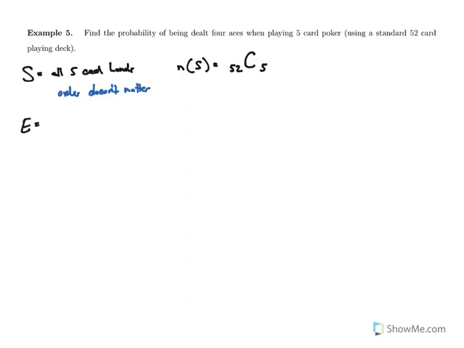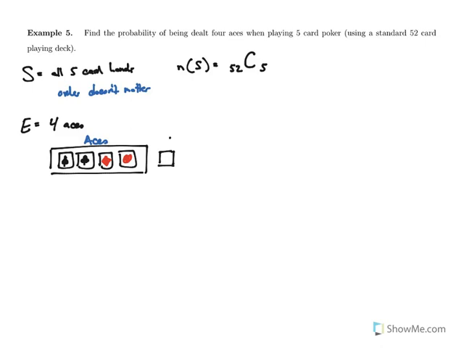The set E is having 4 aces. So let's talk about that. We're going to have our 4 aces: ace of spades, ace of clubs, ace of diamonds, ace of hearts. So here are our aces. And then we have one other card.